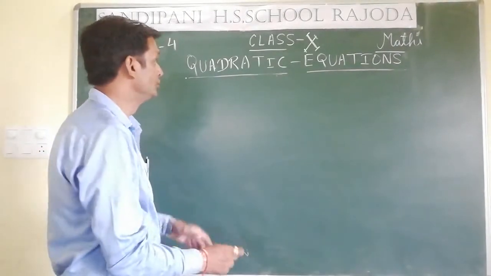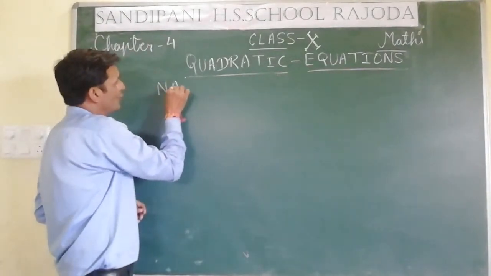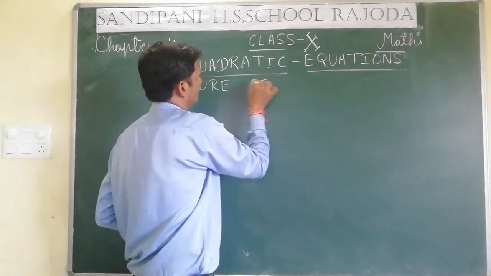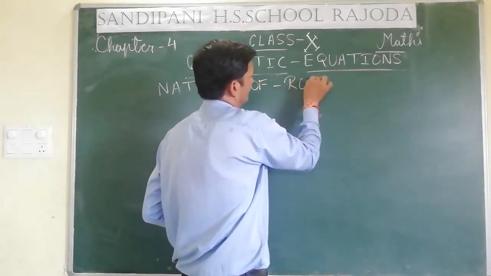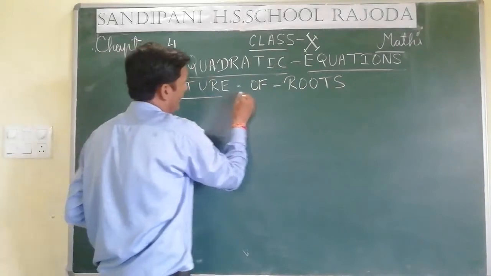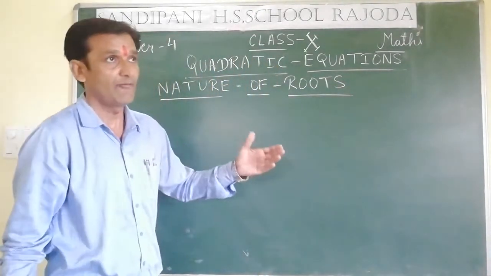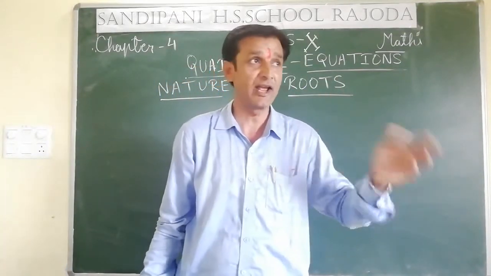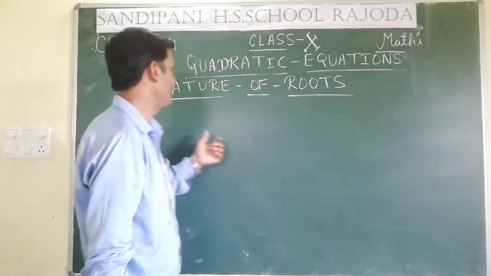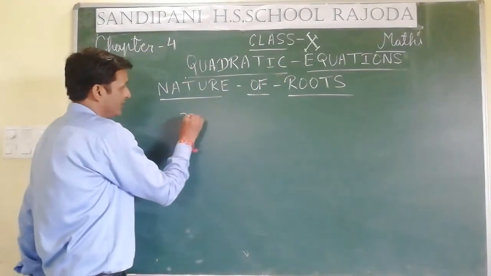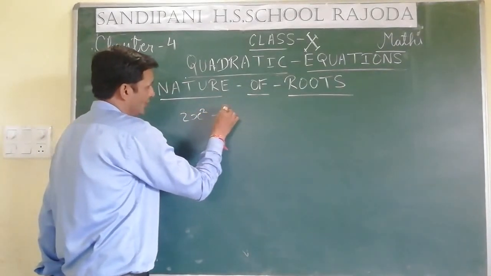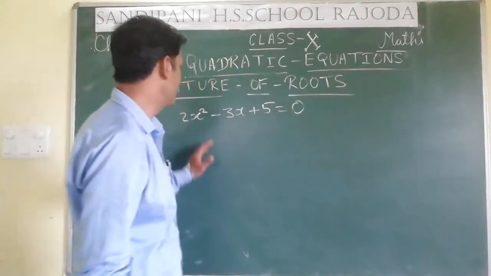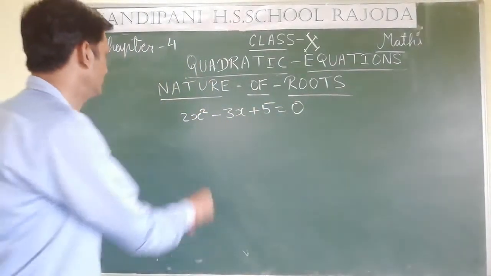Now I am telling you how to find the nature of roots of a quadratic equation. Finding nature means either it is real or imaginary, real or equal, distinct, such type of nature we have to find for a quadratic equation. Suppose I am telling one example: 2x square minus 3x plus 5 is equal to 0. Suppose it is one equation and we have to find the nature.